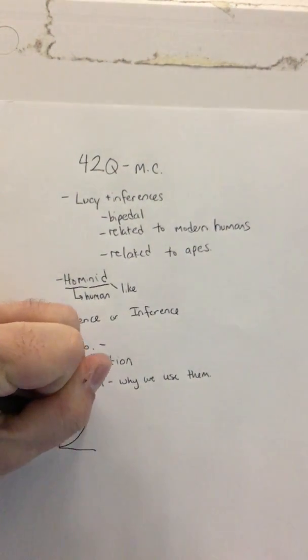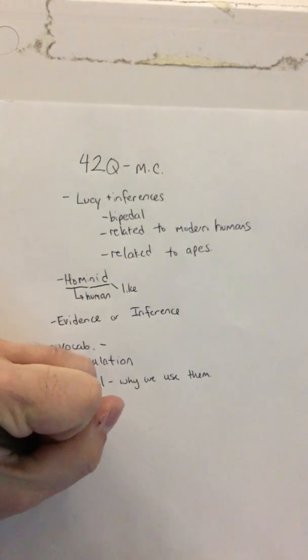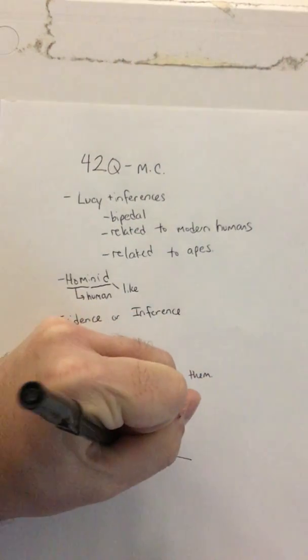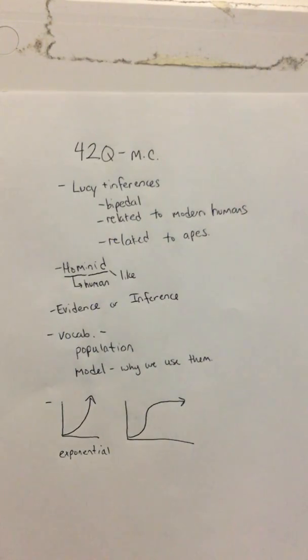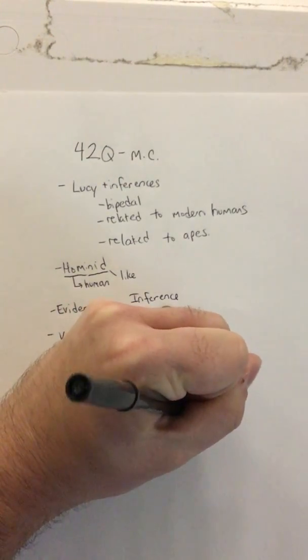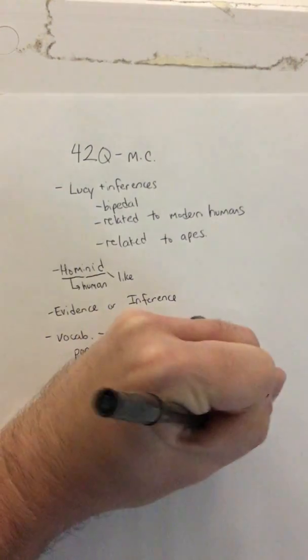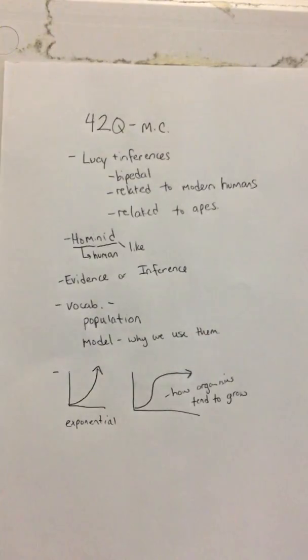Okay, you'll have to know what this type of growth is called. Exponential. And you have to know, back from chapter 1, what this type of growth is called. Or actually not know what it is called, but you have to be able to recognize that this is how organisms actually grow. So that's how organisms tend to grow, where they level off after a while.